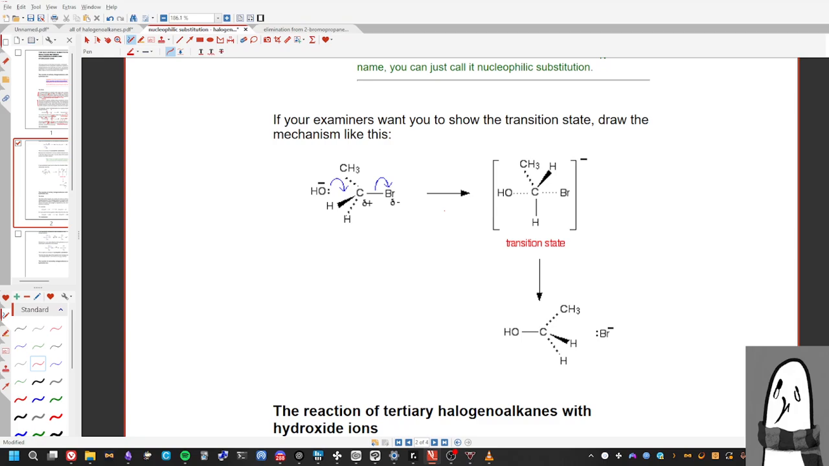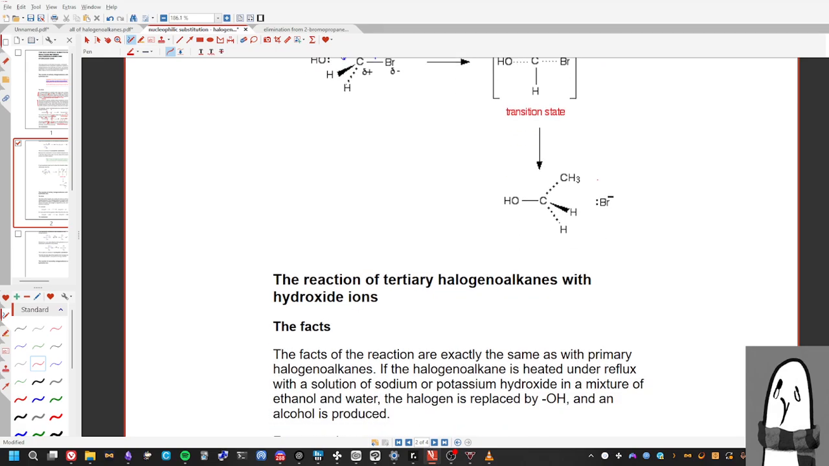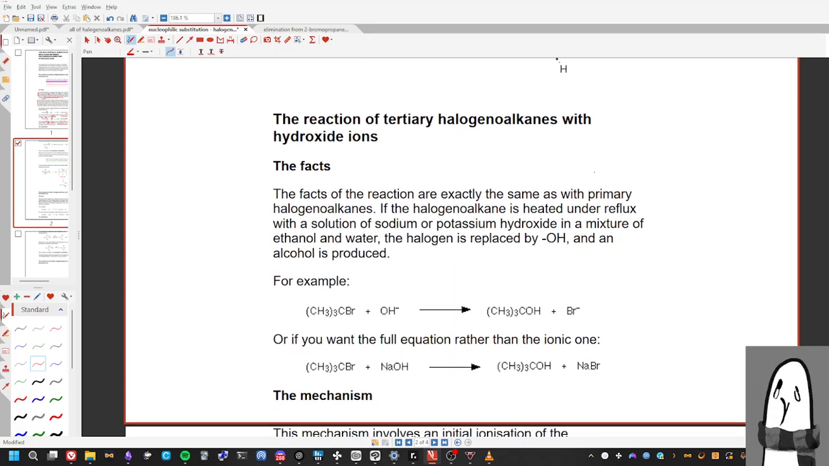Now, if your examiners want you to show the transition state, draw the mechanism like this. So, as we know, your OH goes into the C, which is positively charged. Then this goes to the Br, this goes to the C. And then you'll form a C with 5 bonds, which is going to be your OH, your Br, the two H's, and the CH3. That's going to be a transition state where the entire thing is negatively charged, and then it's going to go into the product. Next is the reaction of tertiary halogenoalkanes.